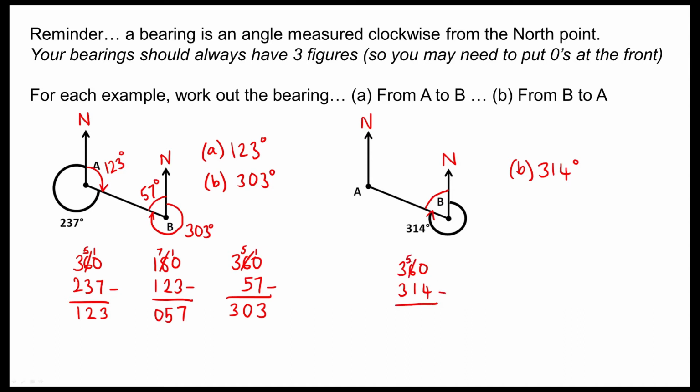I need to borrow, so I get 10 take away 4, which is 6, 5 take away 1, which is 4, and 3 take away 3, which is 0. That gives us a missing angle of 46 degrees.